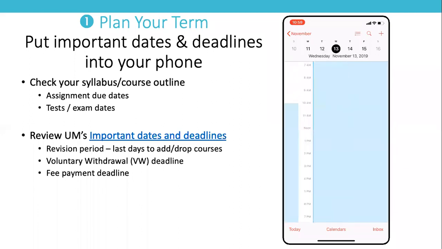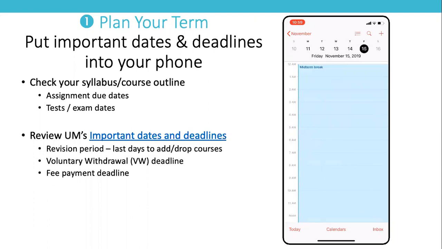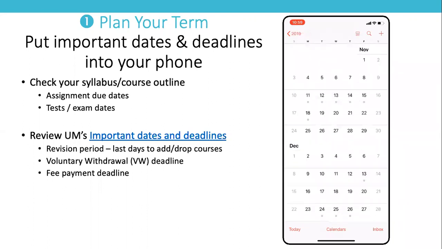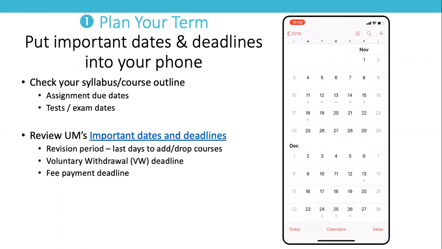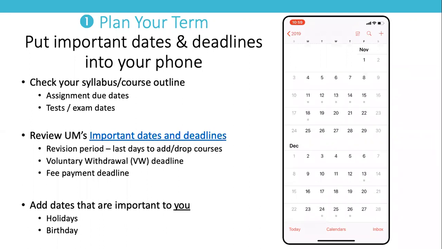You also want to review the University of Manitoba's important dates and deadlines, such as the revision period, the voluntary withdrawal date, and the fee payment deadline. Those are dates that you also want to keep in mind. And lastly, you want to add dates that are important to you. Those can be holidays, birthdays, anniversaries. The reason you want to plan ahead of time and look at your whole term is that you're able to manage your time better when you know what you're expecting throughout each week of the term.